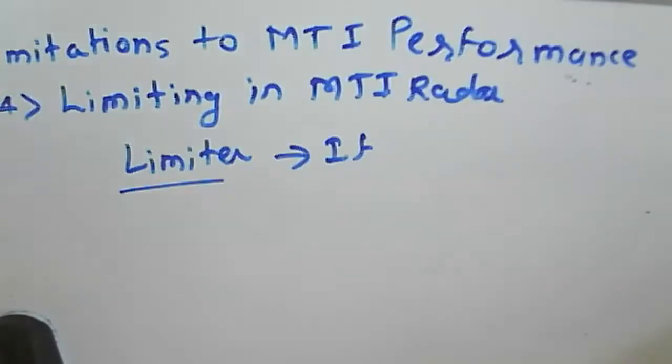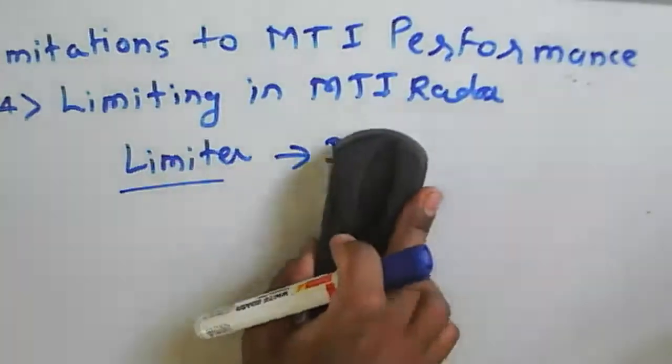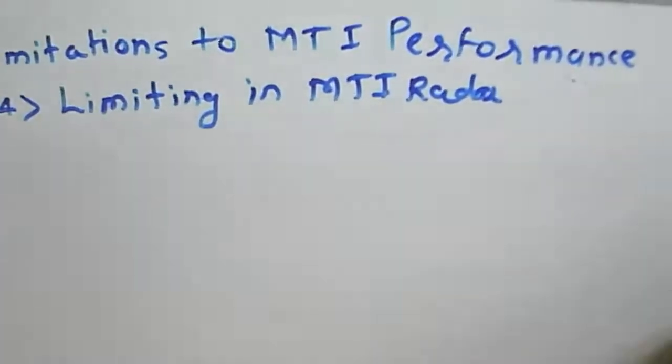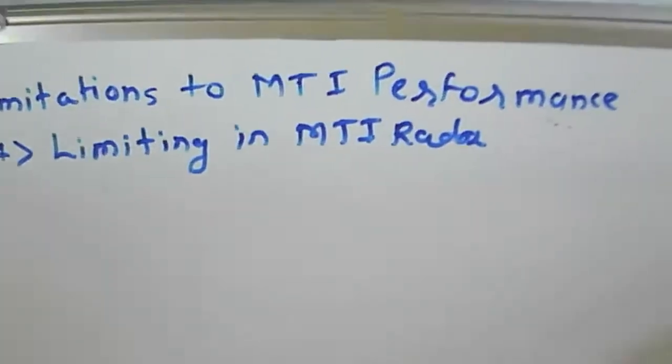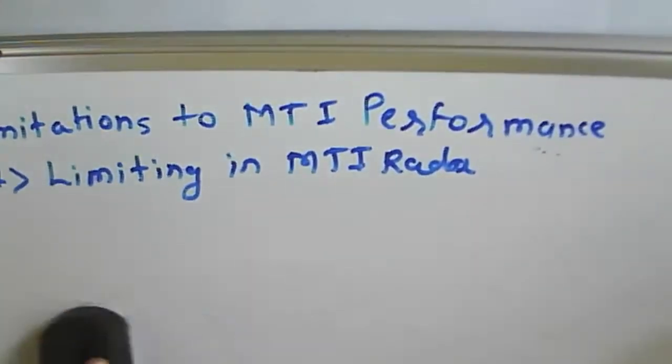This will be improved by considering later values of the given target or the echo received from the clutter, which will be filtered. So we can consider a single delay line canceller or a double delay line canceller, and that will remove the clutter information. So these are the limitations to the MTI performance.